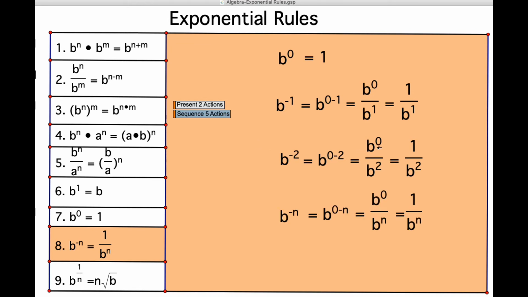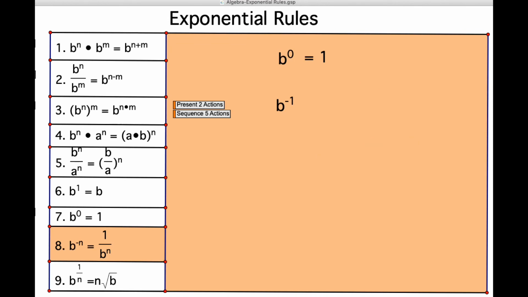Moving along, b to the negative 2 would be b to the 0 minus 2, or 1 over b squared. And b to the negative n is going to be b to the 0 minus n, which works out to 1 over b to the n.